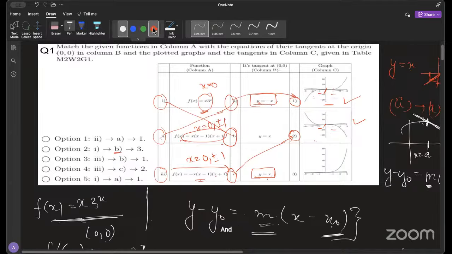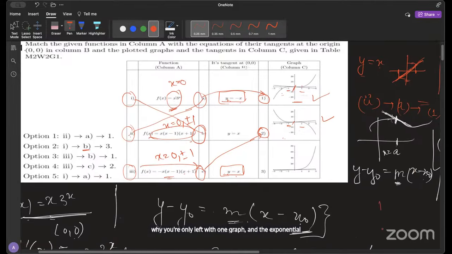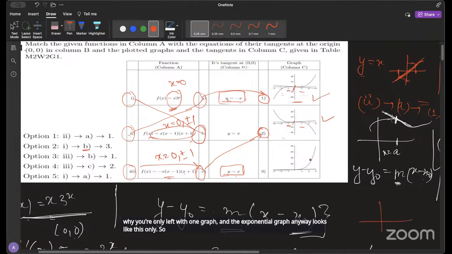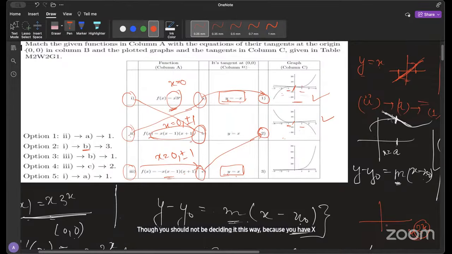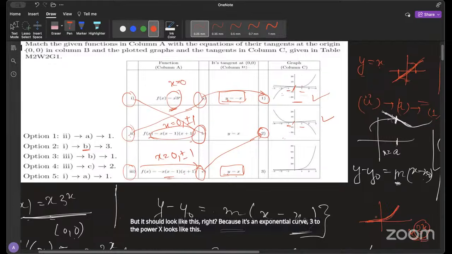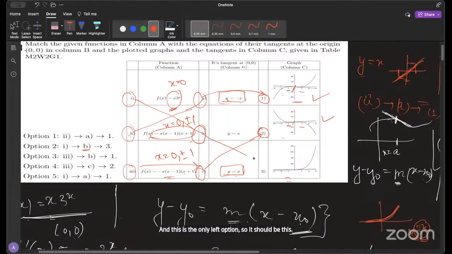And the last one is this. You're only left with one graph, and the exponential graph anyway looks like this only. So the 3 to the power x curve. Though you should not be deciding it this way because you have x with 3 to the power x, it should look like this, right? Because it's an exponential curve. 3 to the power x looks like this. And this is the only left option, so it should be this. Map to this, and then it should be mapped to this one.